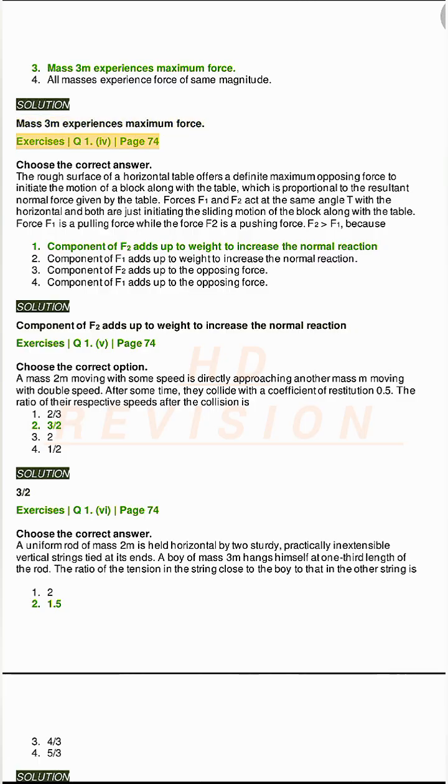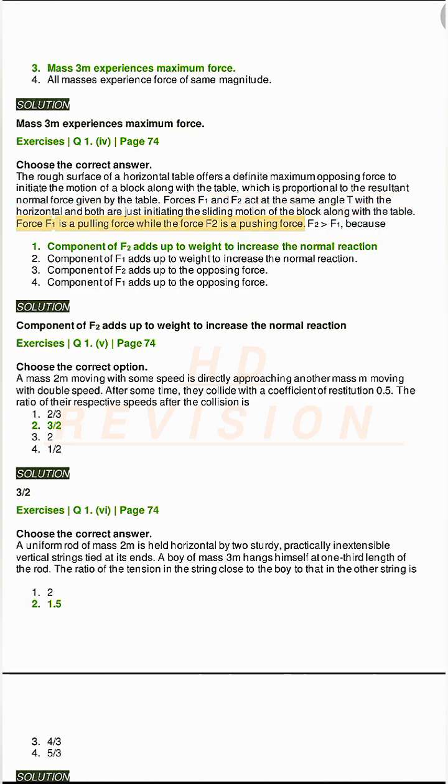Exercises Q1, IV, page 74. Choose the correct answer. The rough surface of a horizontal table offers a definite maximum opposing force to initiate the motion of a block along the table, which is proportional to the resultant normal force given by the table. Forces F1 and F2 act at the same angle theta with the horizontal, and both are just initiating the sliding motion of the block along the table.